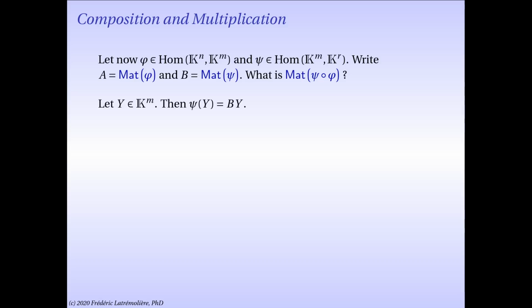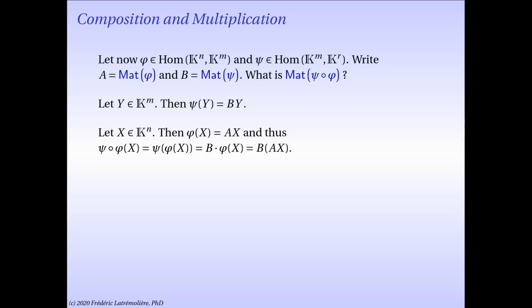To answer this question, first note that if y is a vector in k^m, then by definition, psi at y is B times y. Similarly, if x is a vector in k^n, then phi at x is A times x. Therefore, psi composed with phi at x, which is psi at phi at x, is B times phi at x, which is therefore B times the product of A by x.